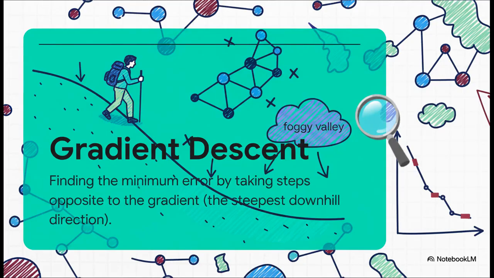And this intuitive process, this hiker in the fog technique, has a formal name. It's called gradient descent. Now, gradient is just a fancy mathematical term for the direction of the steepest slope. So all we're doing is calculating the slope and taking a tiny step in the opposite direction, downhill. This, right here, is probably the single most important algorithm in all of deep learning.